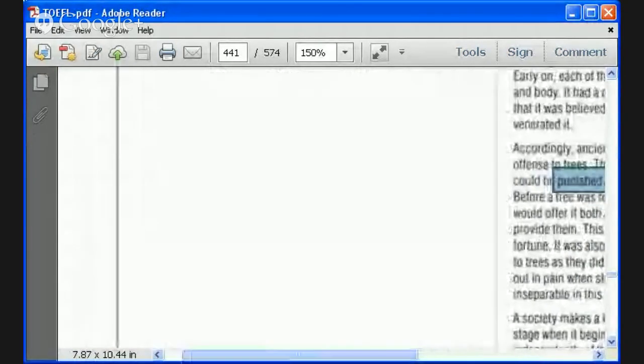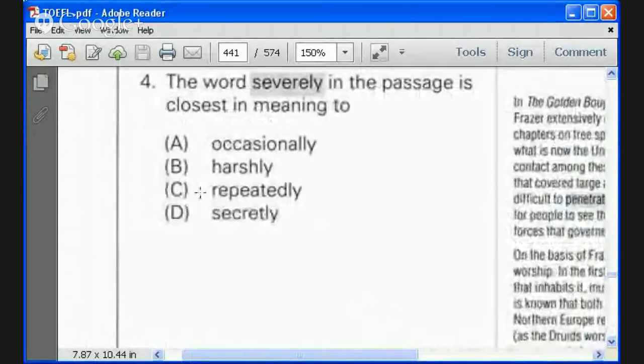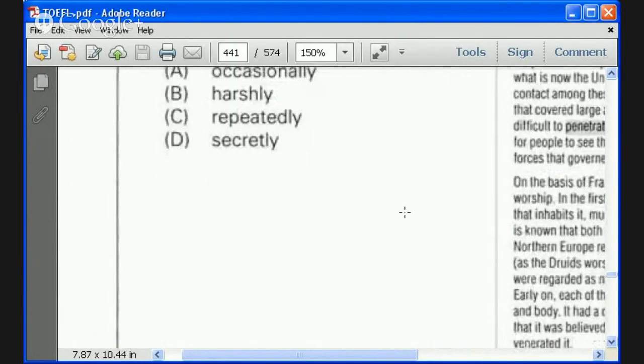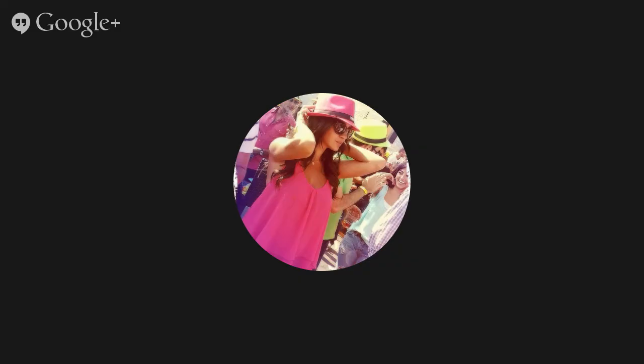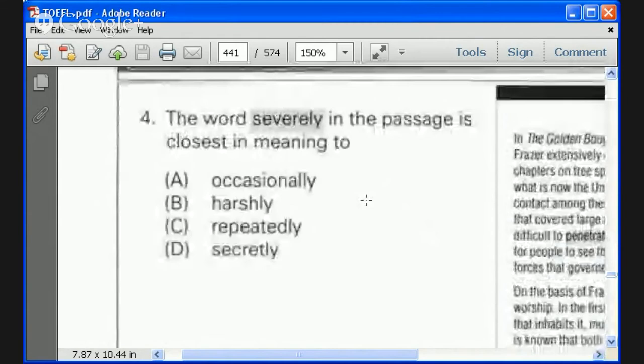I don't think they would ever give you harshly, cruelly, brutally, like three very close synonyms. They don't usually do that, frankly. They're going to give you what they normally do. This is actually pretty easy.